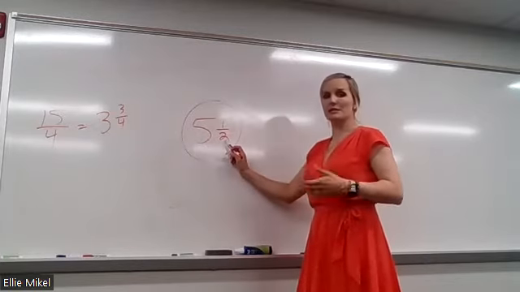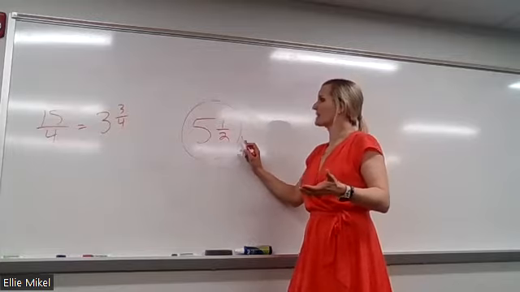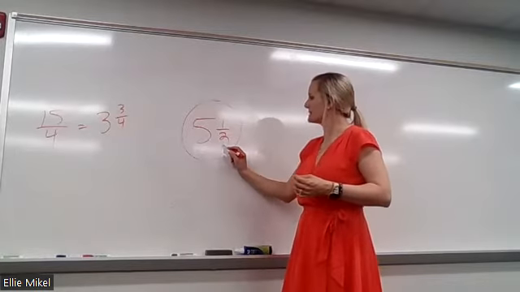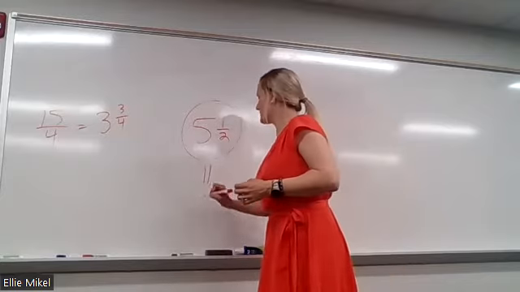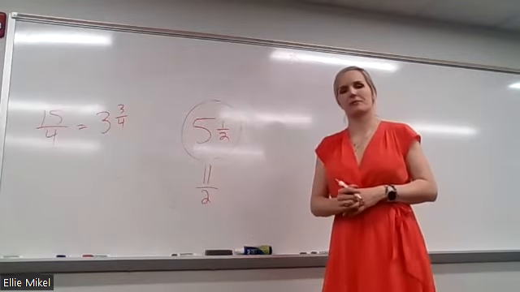5 times 2 is 10. So there's my numerator, or my whole number times my denominator. We're going to then add that numerator. So we multiply, then add. 5 times 2 is 10, plus 1 gives me 11. And that denominator simply stays the same.